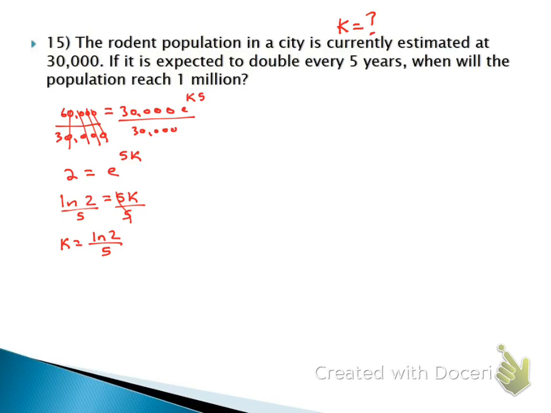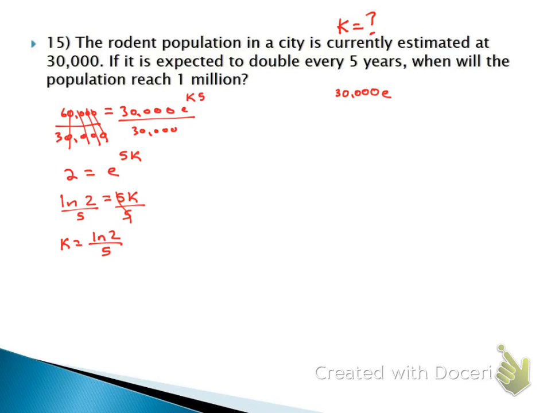When will the population reach a certain size? What was the initial population of our rodents? 30,000. Apparently this city does not believe in exterminators, or mouse traps, or whatever. It's a safe haven for rodents.